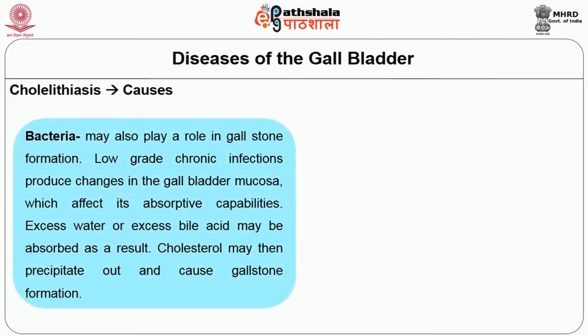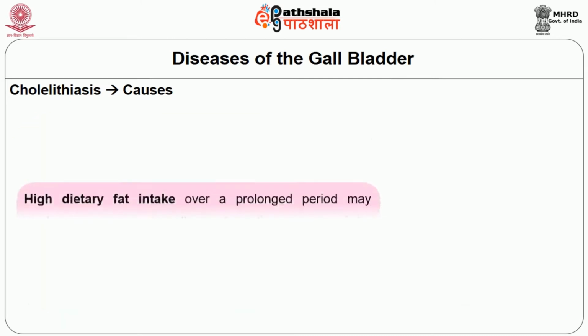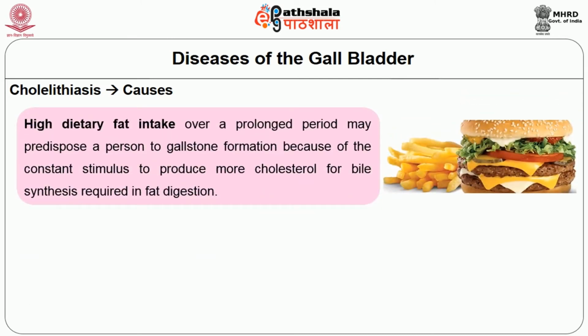The next cause is bacteria, which may also play a role in gallstone formation. Low-grade chronic infections produce changes in the gallbladder mucosa which affect its absorptive capabilities. Excess water or excess bile acid may be absorbed or precipitate out and cause gallstone formation. High dietary fat intake over a prolonged period may predispose a person to gallstone formation because of the constant stimulus to produce more cholesterol for bile synthesis required in fat digestion.